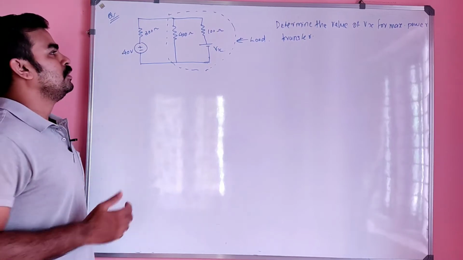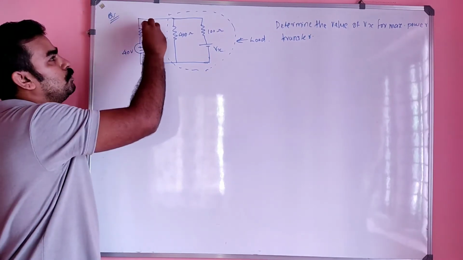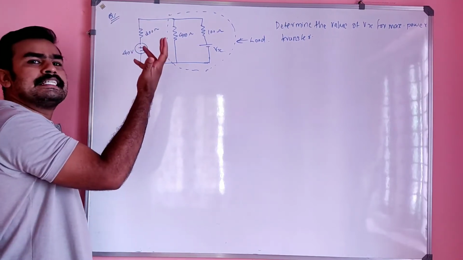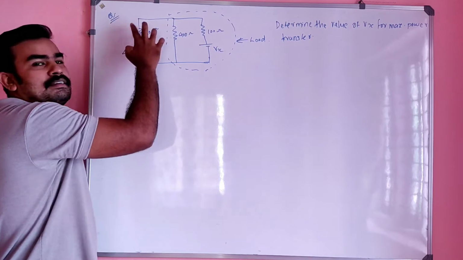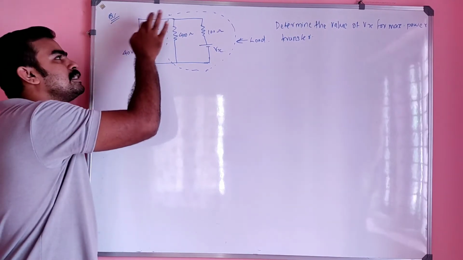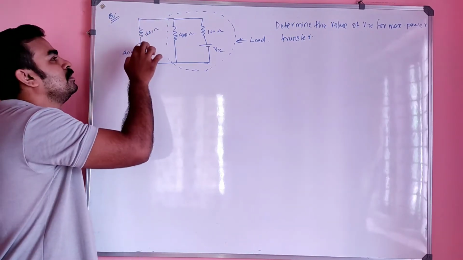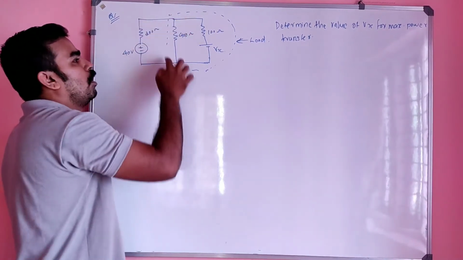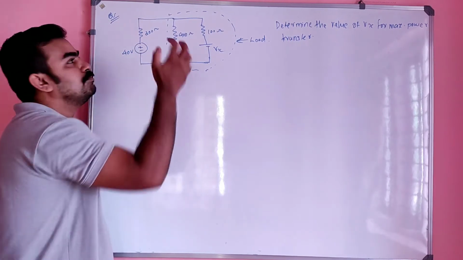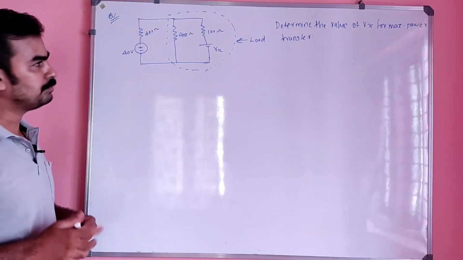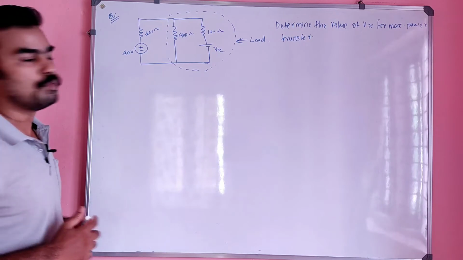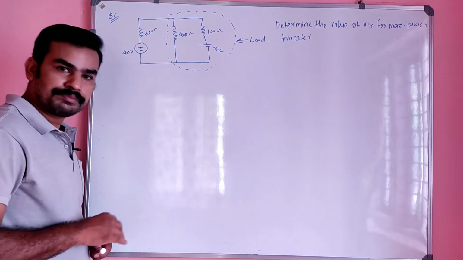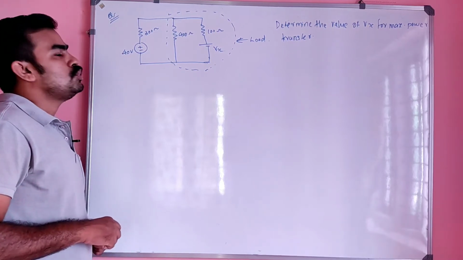There is a 40 volt source and a 200 ohm resistor in series with it. So obviously we can consider this as ZS. Since it is a DC circuit, you can simply consider it as R Thevenin or RS. No issues there. And this whole part will be considered as the load. We have to find Vx. Is it clear? So how can we find it?